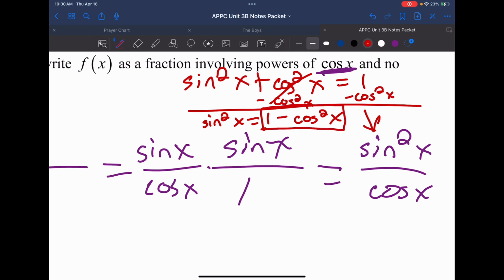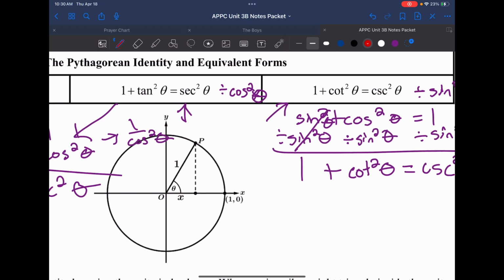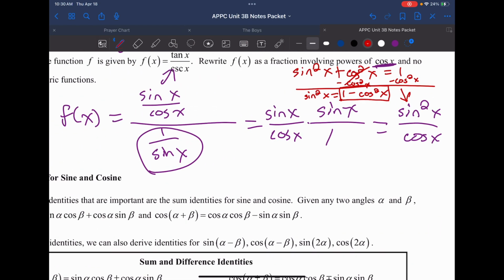And that's something that's going to happen a lot. You're going to solve for one of them and plug it in. For example, you could go back to my identities, and maybe you need to solve for tan squared and plug it in. So that would be tan squared theta equals secant squared theta minus 1. You're going to use these identities and solve for one of them to plug in, because this allows me to rewrite this down here.